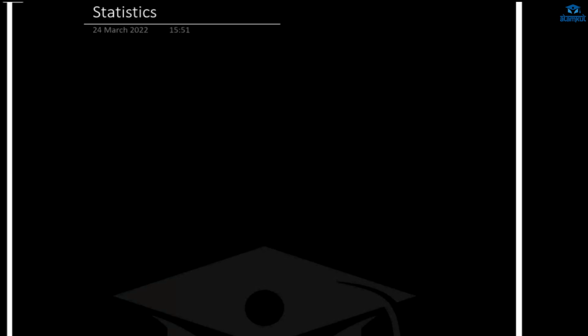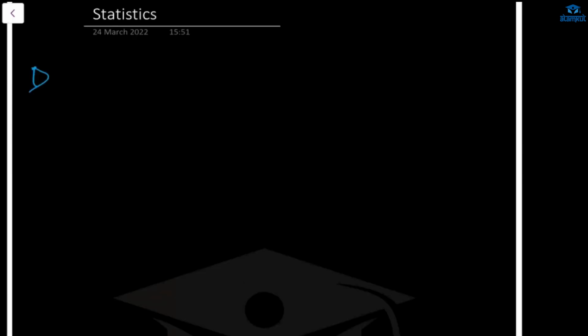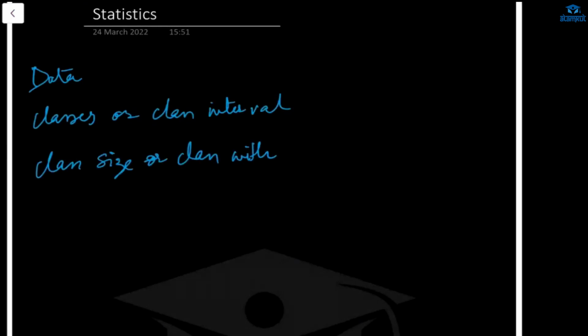Is data. Given value, moment, sequence, sometimes in a graph or sometimes in a table. Okay, fine. So you already know about data. Now frequency. Frequency means, and data also, you know, grouping or you can say class or class interval is also there. Okay. Data. Then you have classes or class interval. Then you have class limit, class size. Okay.